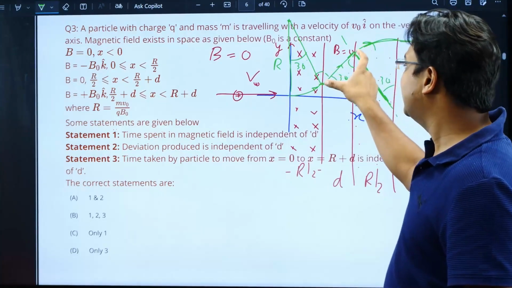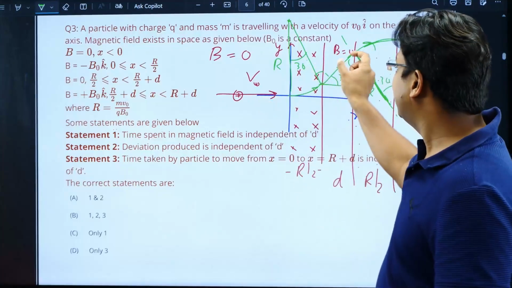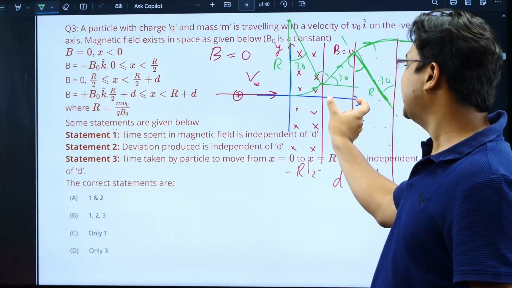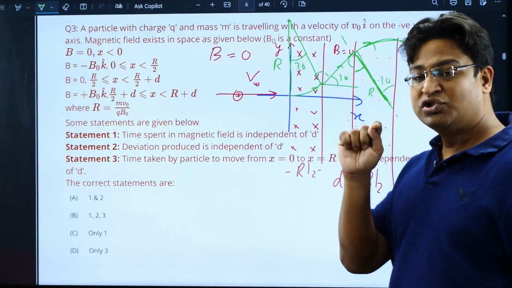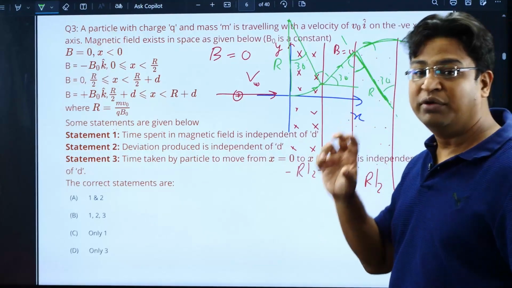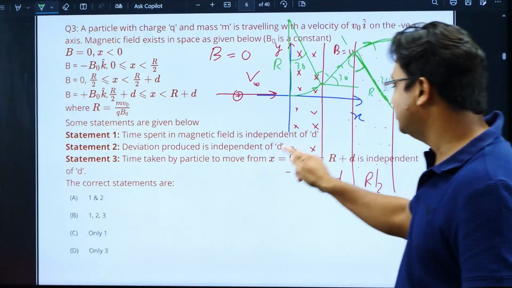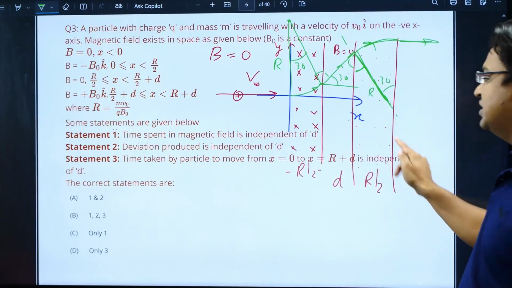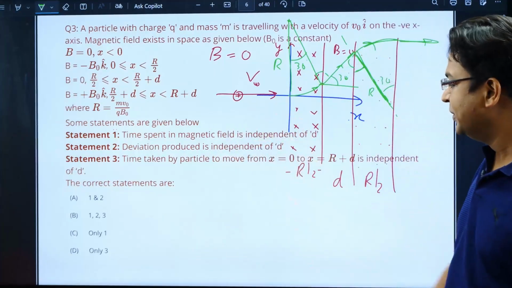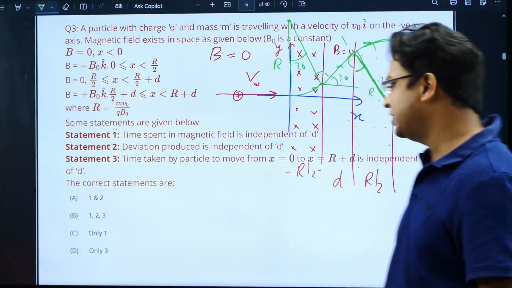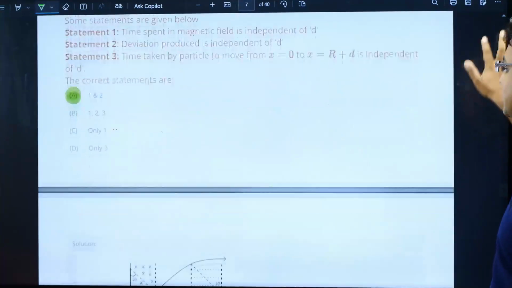But then the time spent here will depend upon this distance divided by the speed v naught, as the speed doesn't change, and this distance will depend upon the width. It would actually be d sec 30. This width would be d sec 30. So d sec 30 divided by v naught will be the time that the particle spends in this region, and therefore the time taken by the particle to move from x equals 0 to x equals r plus d is not independent of d. That is wrong. So statement 1 is correct, statement 2 is correct, statement 3 is wrong. So the correct statements are 1 and 2. Option A should be the right answer. Okay, let's check. Yeah, option A is the correct one.